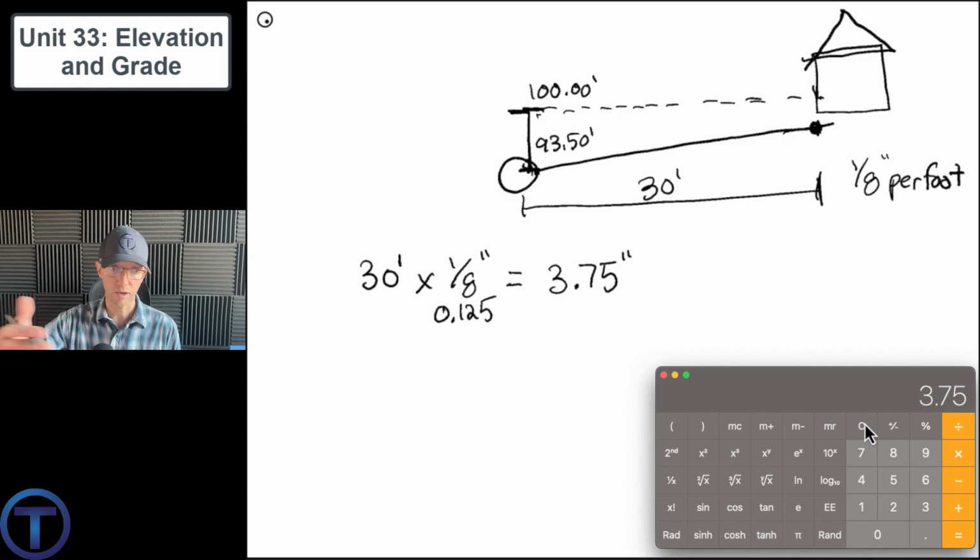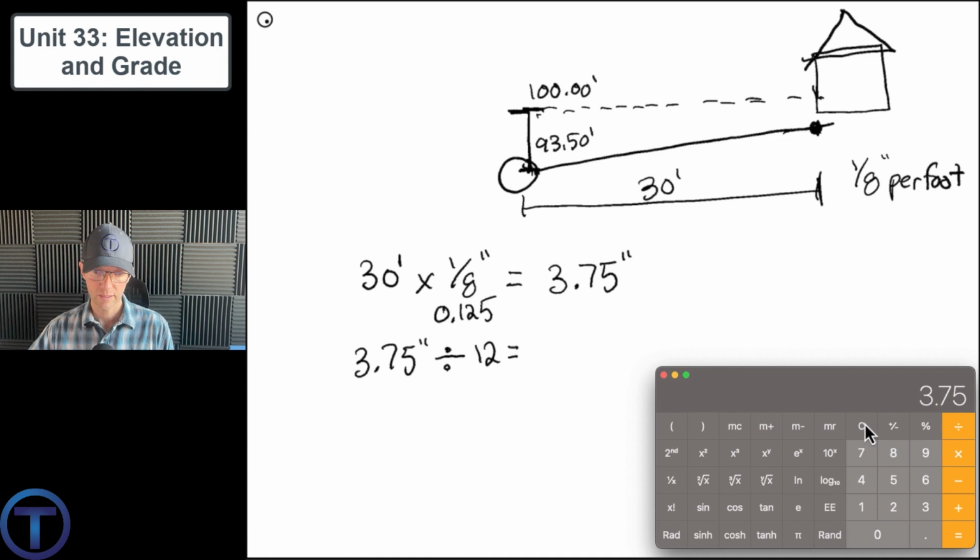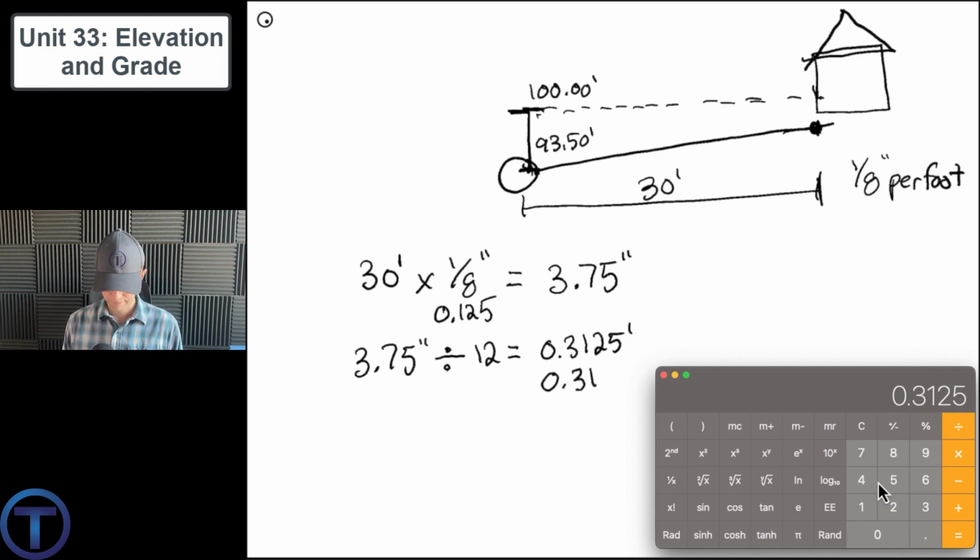Now I need to get that over into decimal feet so I can add it to my 93.5, and that'll give me what's different here, right? So to convert that into decimal feet, I take my 3.75 inches, then I'm going to divide that by 12 to convert that over into feet. So 3.75 divided by 12 is going to give me 0.3125 decimal feet. And we can round that, it's small enough. Let's just use our 0.31, and we'll add that to what we have.